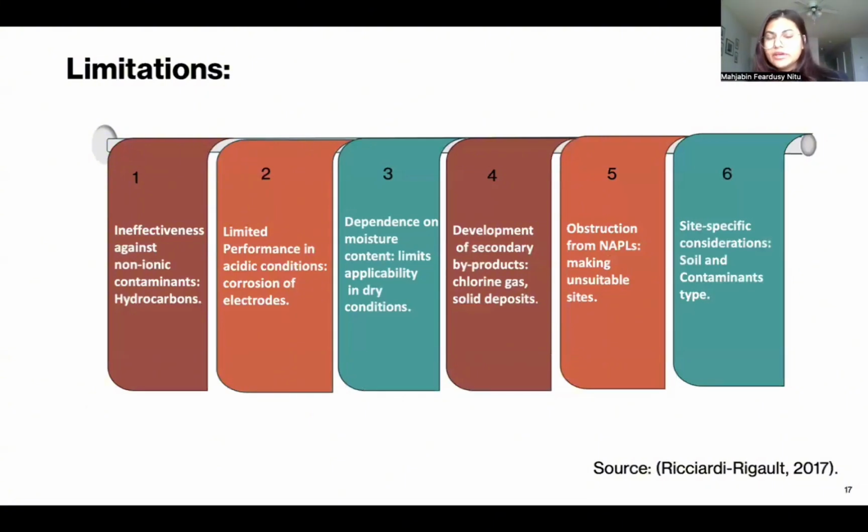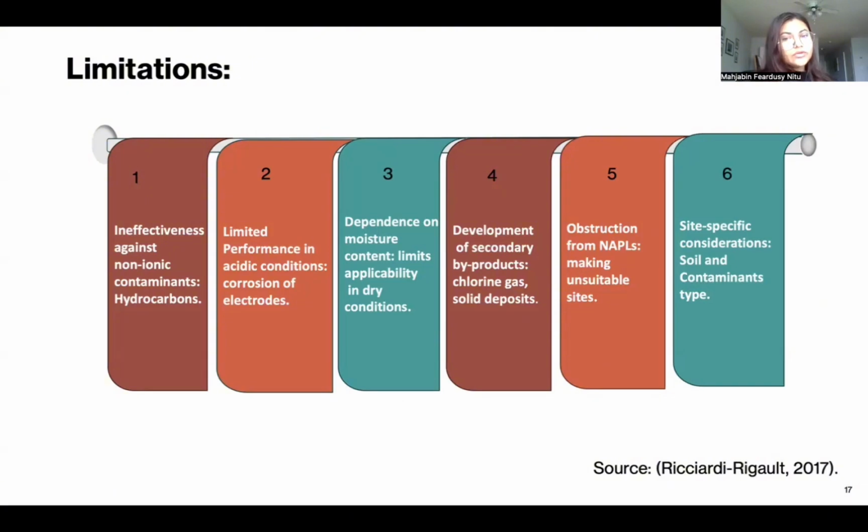Everything has some negative impacts. In our case, electrokinetics has some challenges. First, electrokinetic is ineffective against non-ionic contaminants like hydrocarbons. Second, in acidic conditions, electrokinetic shows limited performance because there is a chance of corrosion of electrodes. Third, hydrolysis of water is an essential reaction in electrokinetics, so there is a chance that electrokinetics is dependent on moisture content.